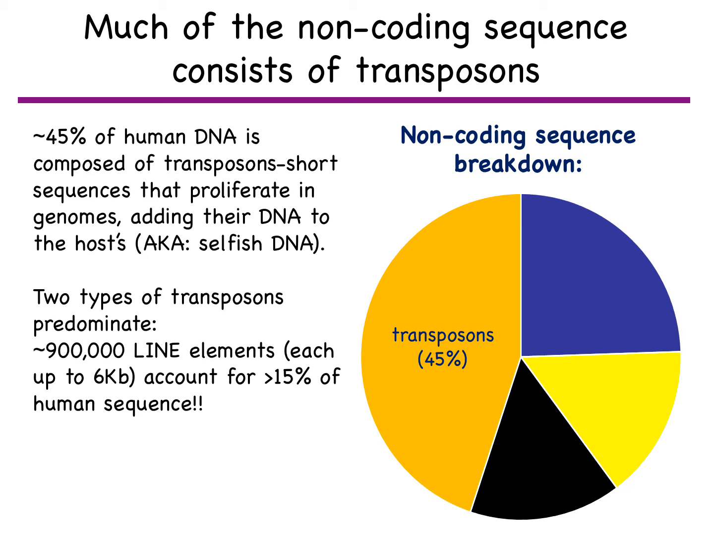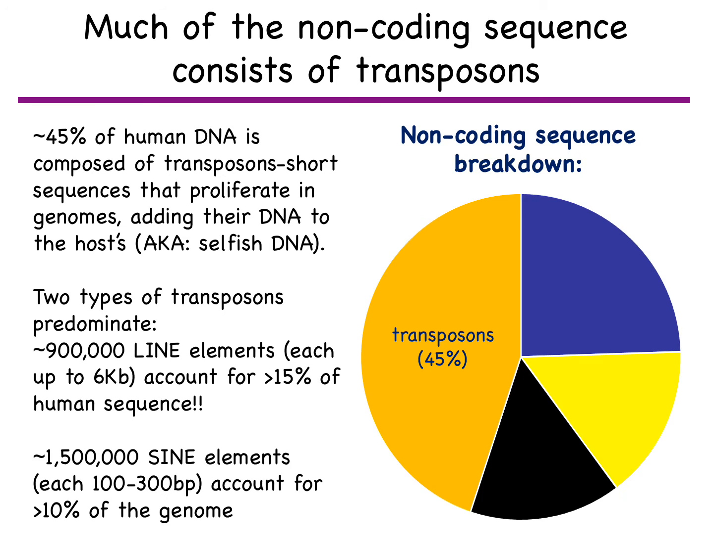These are about 6 kb each. There's probably about 900,000 copies of these in the genome. These account for about 15% of the human genome. And then another 1.5 million copies of another type of transposon called SINE elements. These are much smaller, about 100 to 300 base pairs, and they account for about 10% of the human genome.